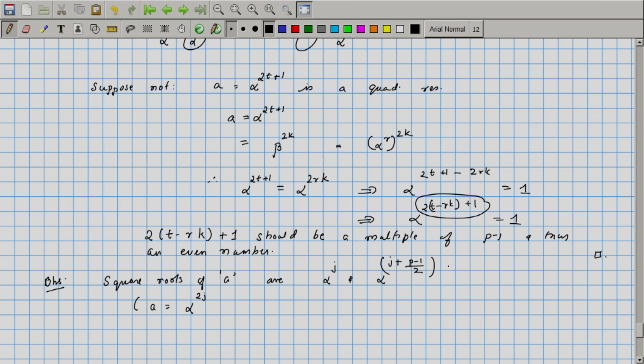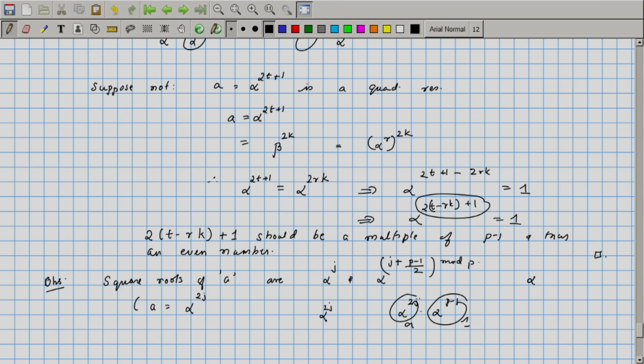Okay. So, you can think of this mod p. P being an odd number, (p minus 1) by 2 is going to be an integer, that plus j. So alpha to the 2j, if you square it you will get a, and if you square alpha to the power j plus (p minus 1) by 2, there also you will get alpha to the 2j times alpha to the p minus 1. Alpha to the p minus 1 is going to be 1, so this is going to be a. So these are going to be the square roots, and there cannot be any other square root.